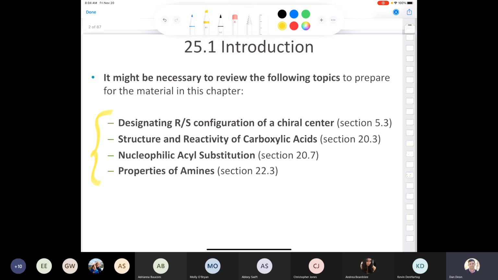In order to master the content in this chapter, it's probably a good idea to review the following concepts. So make sure that you are confident in your Cahn-Ingold-Prelog rules, assigning R and S configurations to chiral centers. Make sure you're familiar with the structure and reactivity of carboxylic acids. That's found in chapter 20. Nucleophilic acyl substitution, also found in chapter 20. And of course, the properties of amines, because we're dealing with amino acids. Anyhow, you want to make sure that you're confident in all of these topics before you start studying the content in chapter 25.